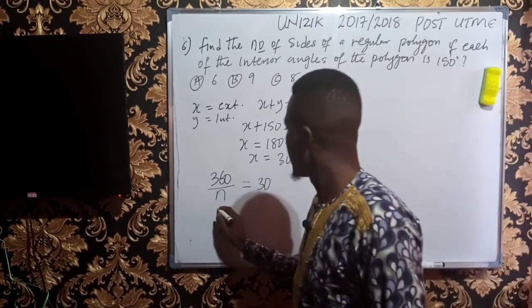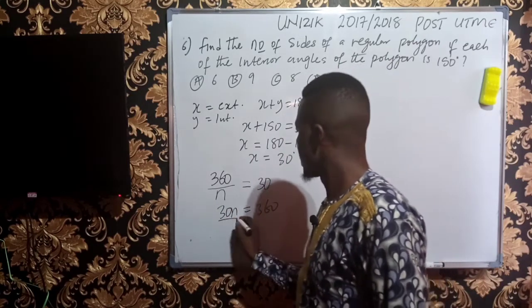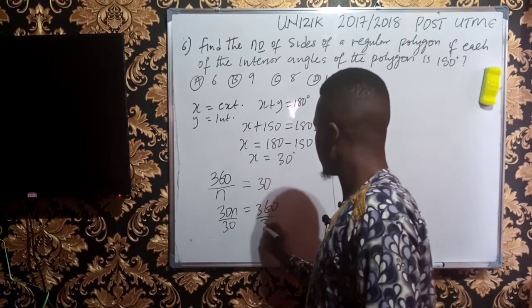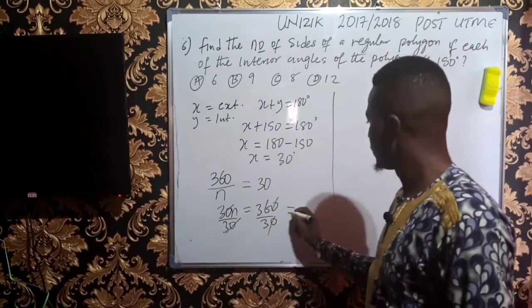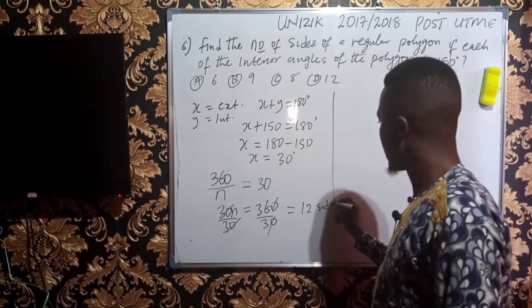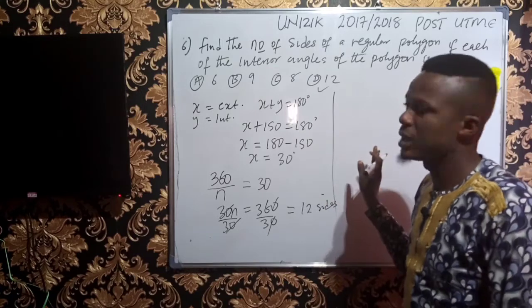Cross multiply, we shall have 30n is 360. Divide both sides by 30 to get the number of sides. You cancel out, 0 cancels 0. So when you take this division, you are getting 12 sides. So it's option D. If you don't understand this method, look at another way you can still do it.